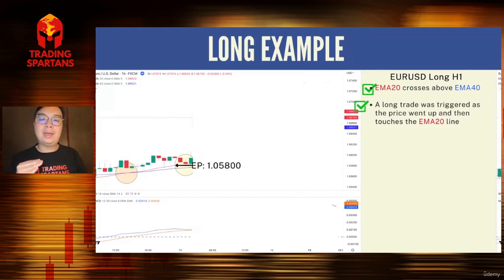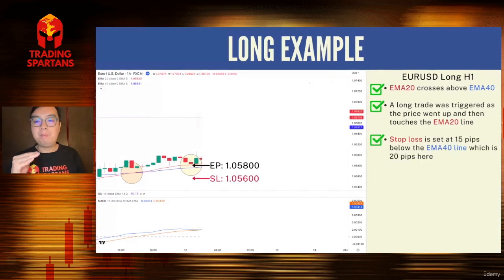Next, we will set our stop loss, which is 15 pips below the EMA 40. So EMA 40, you add another 15 pips. That is our stop loss. And if you calculate from the stop loss all the way back to our entry price, because there's a gap between EMA 20 and 40, that is a gap that we need to include as well. So in total, the stop loss here is 20 pips, because the gap between EMA 20 and 40 is 5 pips, and then we add another 15 pips from EMA 40. So that's 20 pips here.